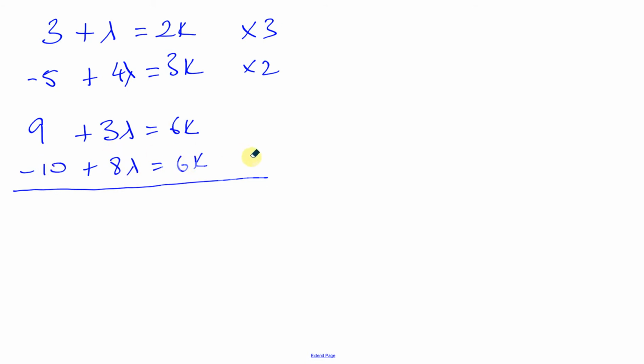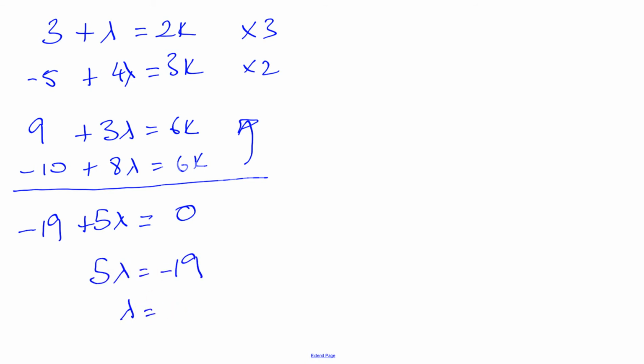Let's subtract this way. We'll have 6k minus 6k is 0, 8 lambda minus 3 lambda is plus 5 lambda, and minus 10 minus 9 is minus 19, so we're left with 5 lambda is equal to negative 19. Sorry, silly mistake there, you have to add 19 to both sides, so 5 lambda is equal to 19, so lambda is equal to 19 over 5. So there's our value for lambda.